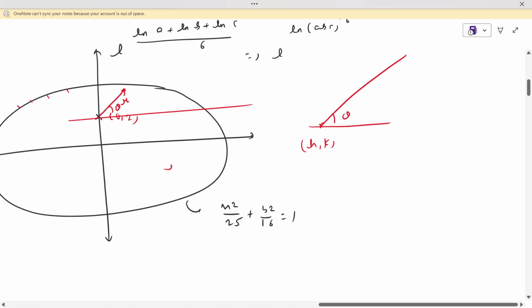This is something which you can't directly guess, so we are doing some method to find the distance. Let's use the proper method. Let this point be (h, k), and at a distance r, the point will look like h plus r cos theta, k plus r sin theta.